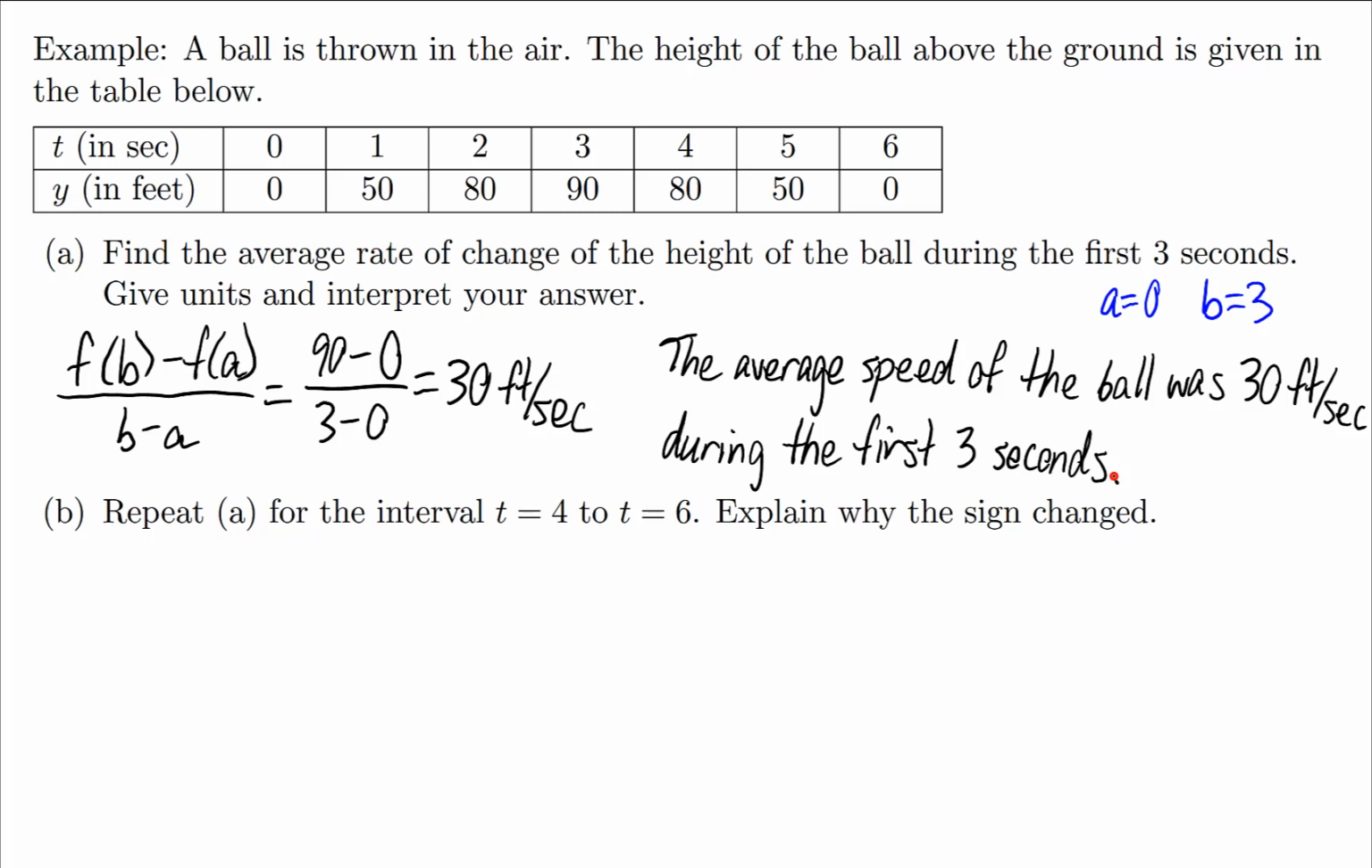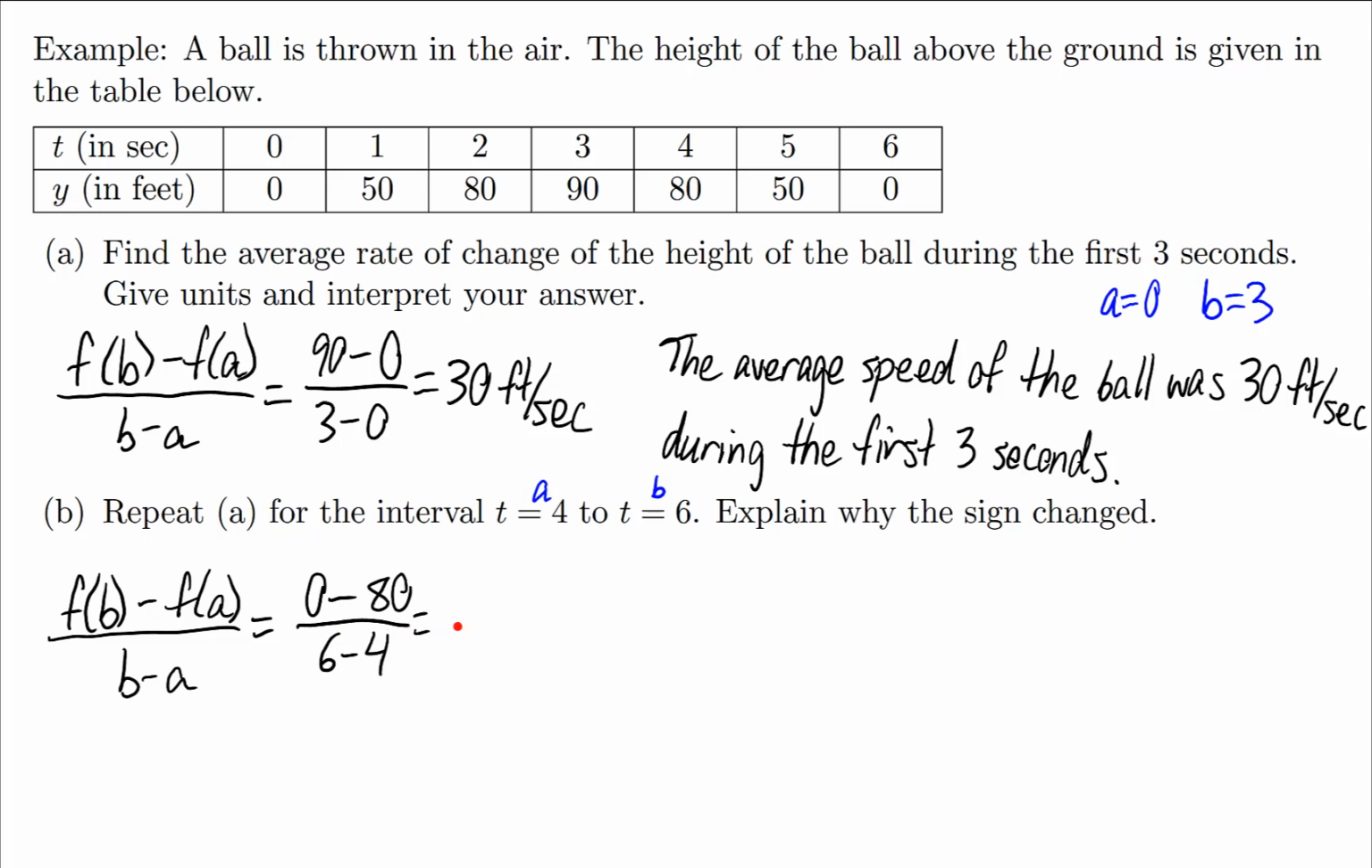Let's do this for the next one. If I plug into the formula this time, I'm looking at a equals 4 and b equals 6. So f of 6 would be 0. f of a is 4, so I get 0 minus 80 over 6 minus 4. And I get negative 40 feet per second. Now the question is, why did the sign change? Well, take a look at these heights. From 0 to 3, the heights were rising, and then from 3 to 6, the heights were falling. So the speed, if you will, is negative.